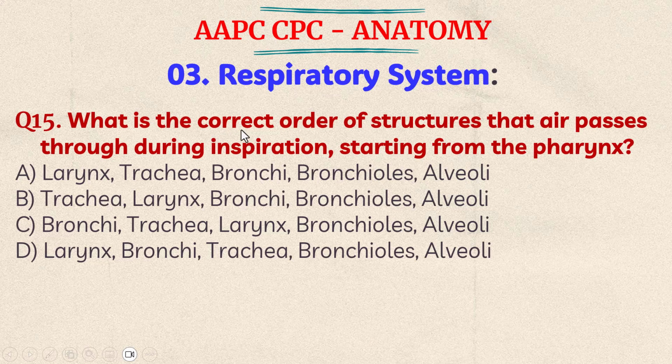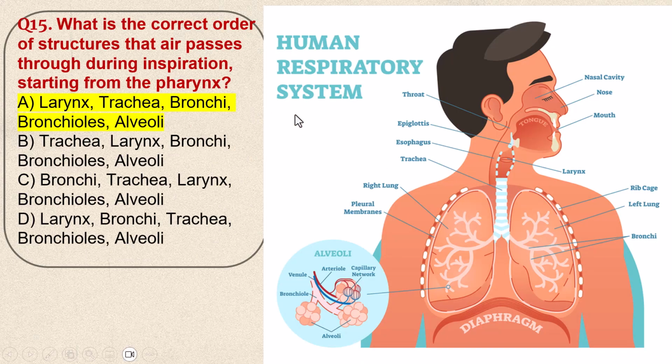Question number 15. What is the correct order of structures that air passes through during inspiration starting from the pharynx? So there are four answers available. Please pause the video and think the answer. So the correct answer is: air travels through the pharynx to the larynx, then it goes to the trachea, then it branches into bronchi, again it branches into bronchioles, finally it reaches the alveoli. The anatomy of alveoli is here. So the correct answer will be A.